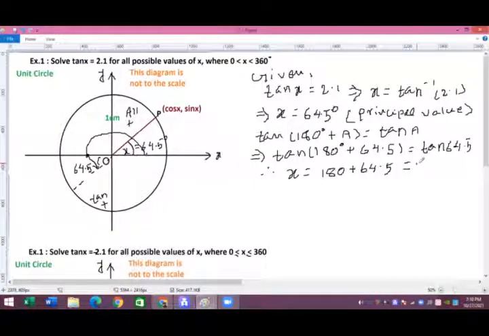So it is 244.5. Therefore the possible values of x according to the given situation are x equals, the first value is 64.5 and the other value is 244.5, where tan x is positive. That means tan x is positive in the first quadrant and only in the third quadrant, and therefore these two are the answers.